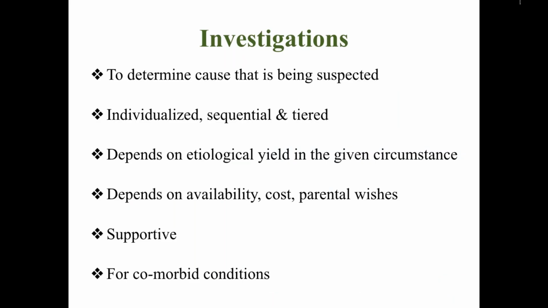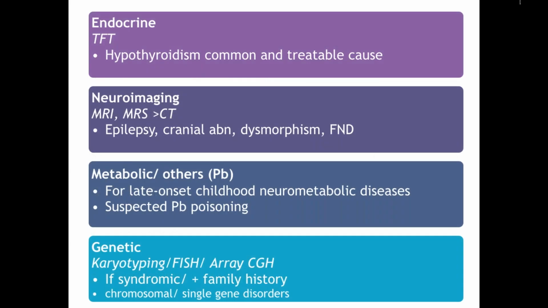So for investigations, you have to determine the cause. You will take a detailed history, and after your history and examination, you will decide that, okay, this is the diagnosis I'm considering, and based on that only you will plan individualized, sequential, and tiered investigations. So it is not that you do a battery of tests for all. It has to be individualized investigational planning. So in investigations, you may need to do thyroid function tests for hypothyroidism. It is a common and a treatable cause. You cannot miss hypothyroidism as a cause of GDD or ID.